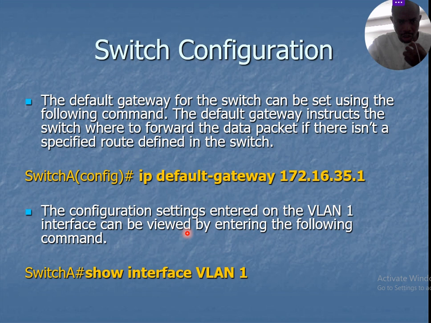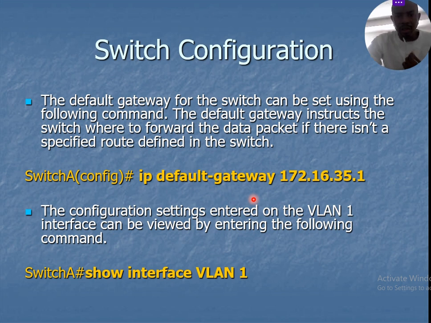If you configure a default gateway, this is what you do. You say switch A config, config means configuration, hashtag IP default gateway. You set the IP address for the default gateway, 172.60.35.1. Meaning this is ready for any data packet. Once you configure this default gateway, data packets that do not have a specific route or destination on the switch or its ports will be sent to this default gateway.